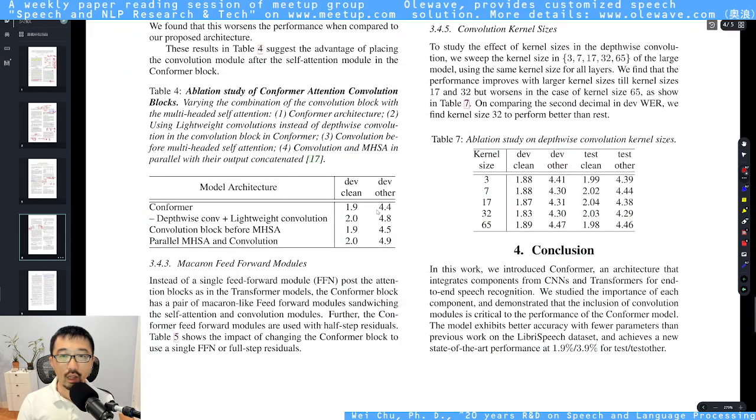And also they did another ablation study of conformer attention. Okay. They replaced the depthwise convolution with lightweight convolution.